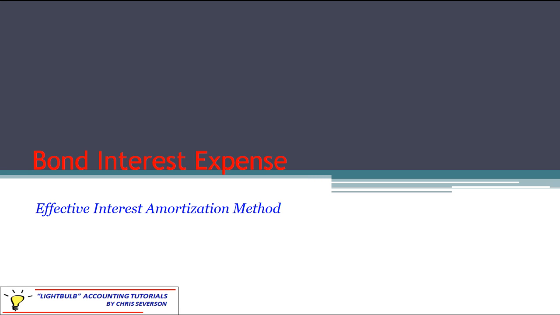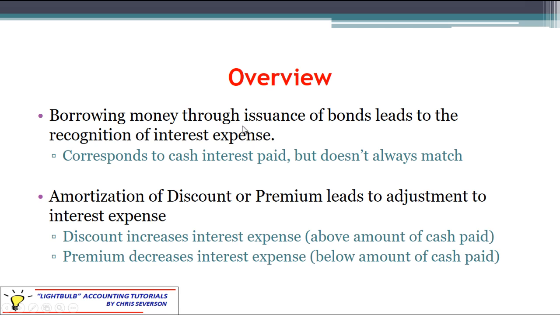In this module, we will discuss the proper reporting of bond interest expense under the effective interest amortization method. So as an overview, when we have bonds, this means we are borrowing money from several individual investors, we're issuing bonds, and we're going to pay them back at the end of the bond's maturity, but in the meantime, we still have to pay them interest expense along the way.